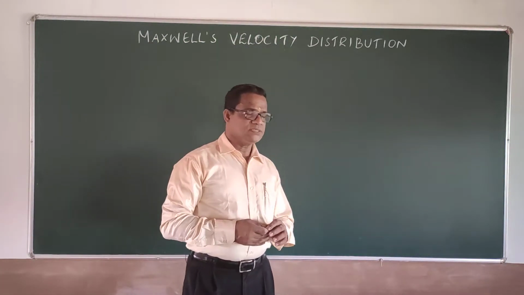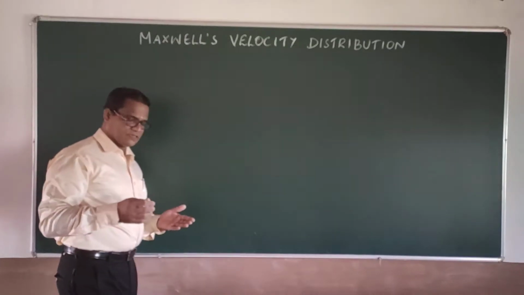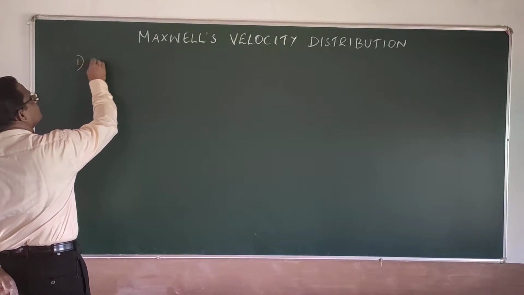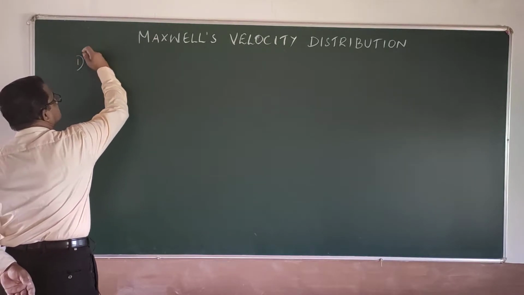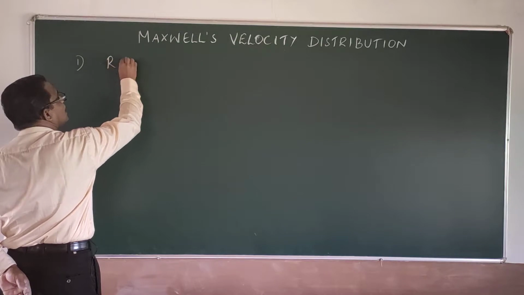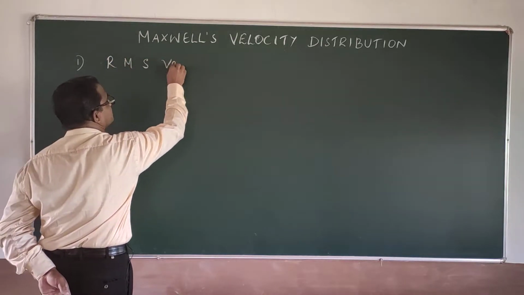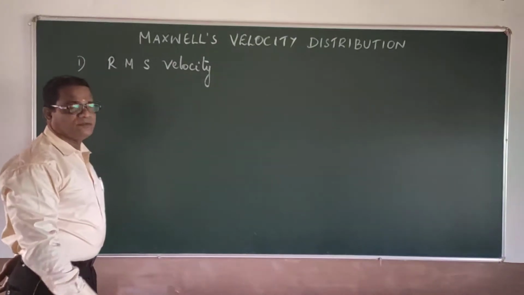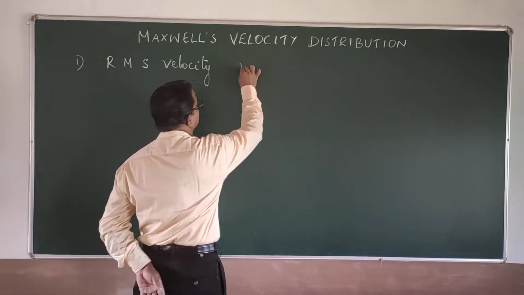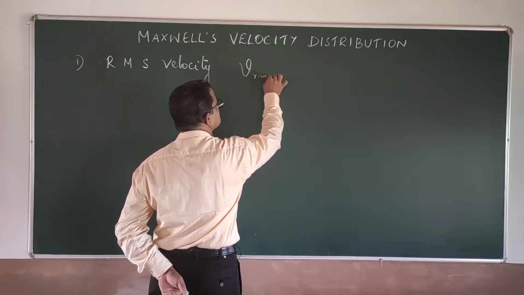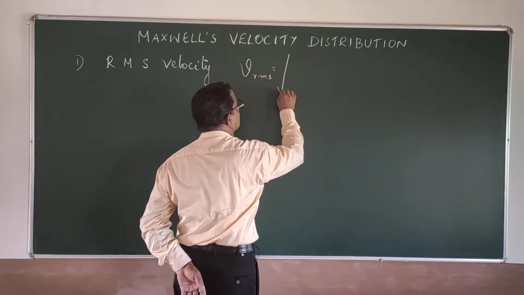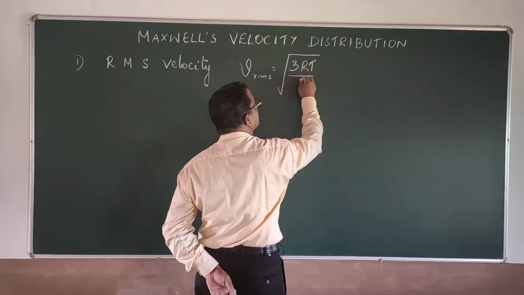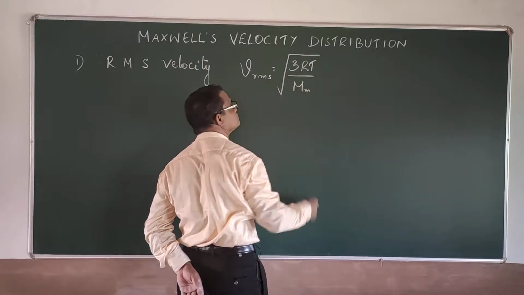So first one is, you are not deriving it, you are just memorizing it. The first one is RMS velocity, that is root mean square velocity. So we found that V_RMS is equal to square root of 3RT by molar mass.